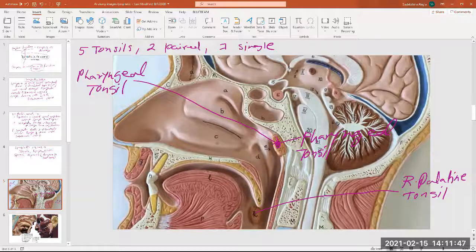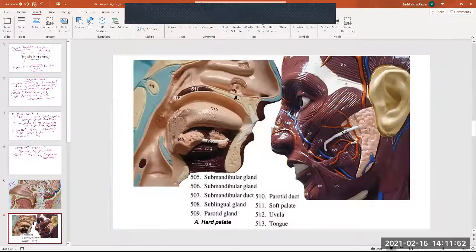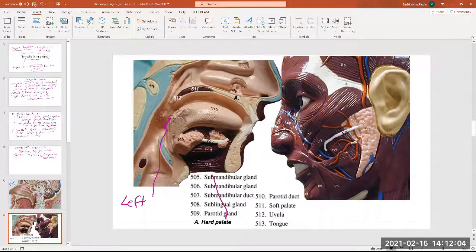It's at the base of the tongue. So here is the location. You see that here? Basically, this is where you are looking at your left lingual tonsil. So you can ignore this left lingual tonsil. Here is the left palatine tonsil.